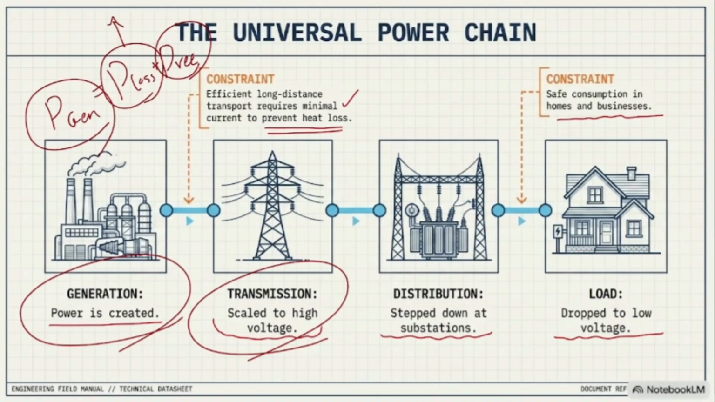On the other hand, when we are talking about the distribution level, it means that we have to move from the transmission level, where we have the high voltage. It means that they're going to convert the high voltage to low voltage.